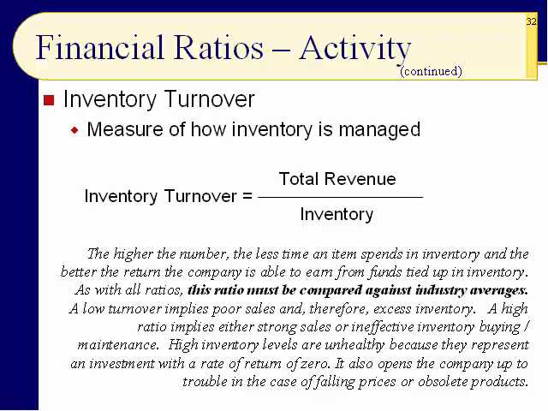A high ratio either implies strong sales or we're not very effective in maintaining our inventory. We just got too much of it, right? High inventory levels are unhealthy because they represent an investment with a rate of return of zero. And it also opens up the company to trouble in the case of falling prices or obsolete products. So in the case of cars, this is a typical push me, pull you situation. You want to have cars on the lot so that it attracts customers, but you don't want too many cars on the lot because that's a lot of money just sitting there, not turned into revenue.